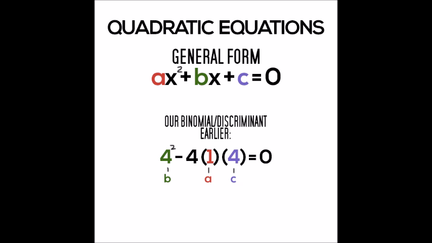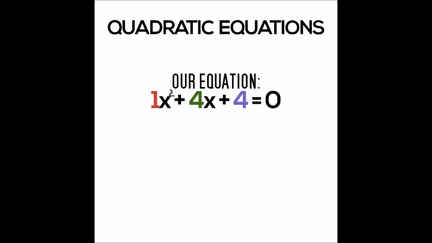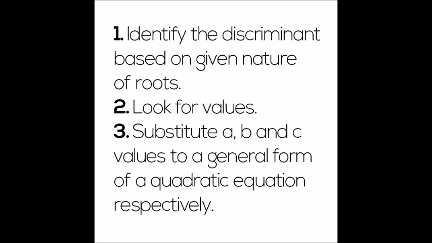Now, let's try to substitute those values to the general form of a quadratic equation. The a in the equation becomes 1, the b in the equation becomes 4, and the c becomes 4 as well. And we're done. That's about all we have to do to find our first quadratic equation. After finding our first quadratic equation, we can summarize the steps into these.